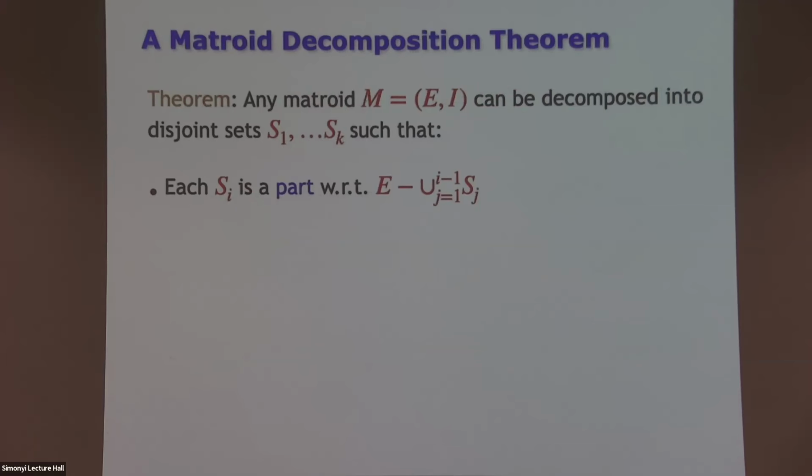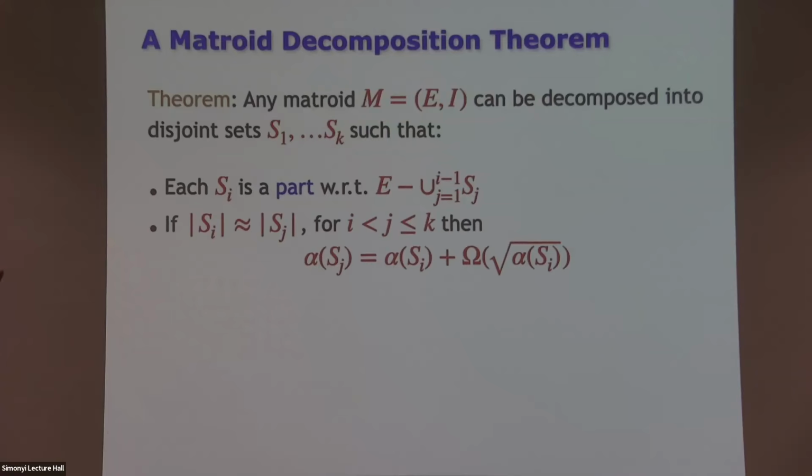And now the key point is that with this notion of a part in a general matroid, you actually can construct a matroid decomposition just like we saw for partition matroids. Right, so given a matroid M, you can decompose it into sets S1 through Sk, such that each set S sub i is a part. And I say with respect to E minus this union, all I mean is that S1 is a part of the matroid with respect to E, and then once you peel off S1, S2 is a part with respect to E minus S1, exactly.